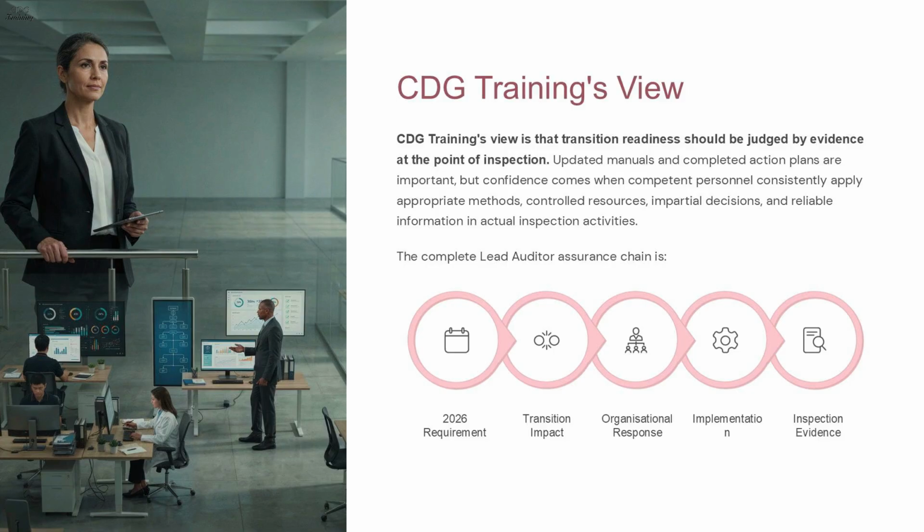CDG Training's view is that transition readiness should be judged by evidence at the point of inspection. Updated manuals and completed action plans are important, but confidence comes when competent personnel consistently apply appropriate methods, controlled resources, impartial decisions, and reliable information in actual inspection activities. The complete lead auditor assurance chain is 2026 requirement, transition impact, organizational response, implementation, inspection evidence.